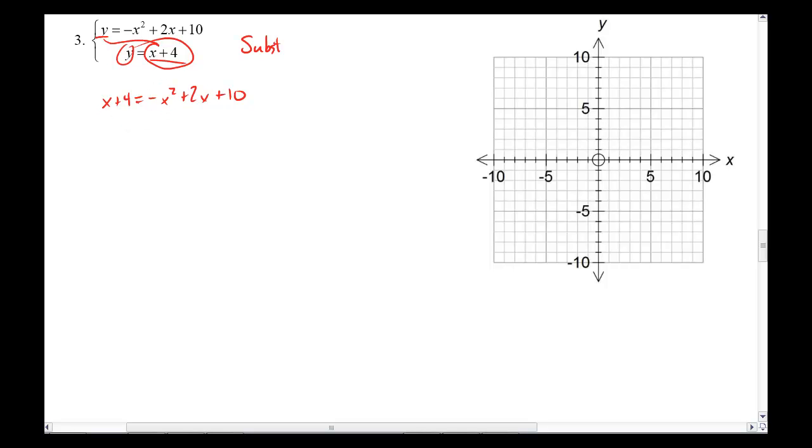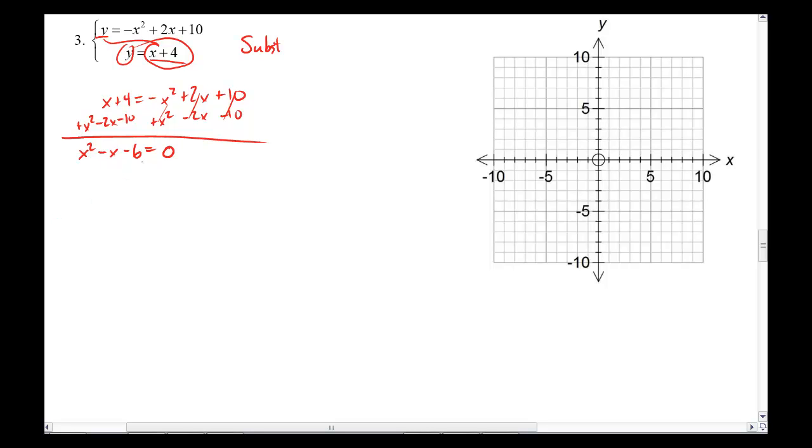Now, in some cases, we would take the x and 4 and move them over. But you know what? I don't really like negative x squareds. That just kind of makes a mess of stuff. So I'm going to go ahead and add x squared to both sides, which means I'm going to subtract the 2x, and I'm going to subtract the 10. So I'm going to move all that stuff over. So I'm going to end up with an x squared. X minus 2x is minus x. 4 minus 10 is negative 6. And then on this side, everything's going to all cancel out to equal 0.